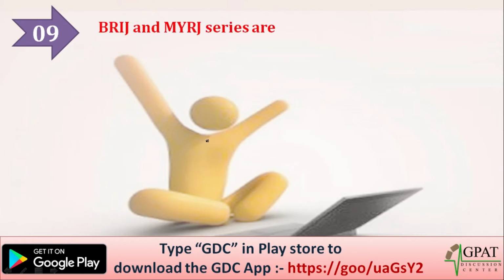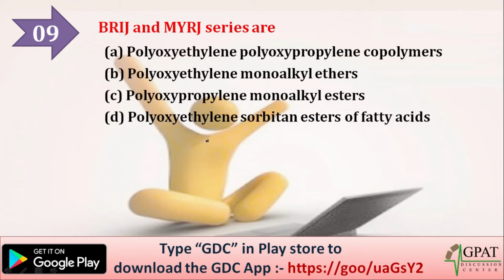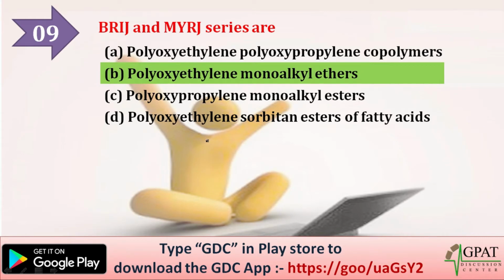Brij and Myrj series are, and the options are: option A polyoxyethylene-polyoxypropylene copolymers, option B polyoxyethylene monoalkyl ethers, option C polyoxypropylene monoalkyl esters, option D polyoxyethylene sorbitan esters of fatty acid. So Brij and Myrj series are polyoxyethylene monoalkyl ethers.